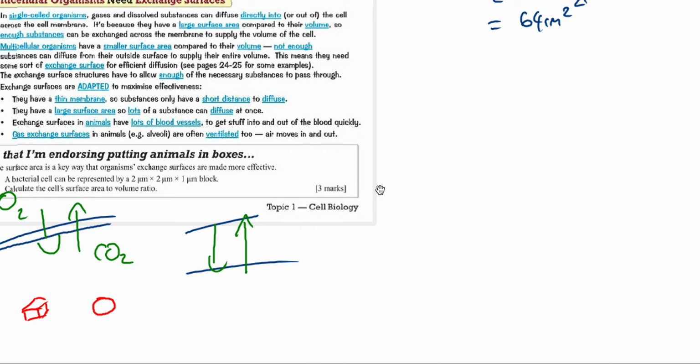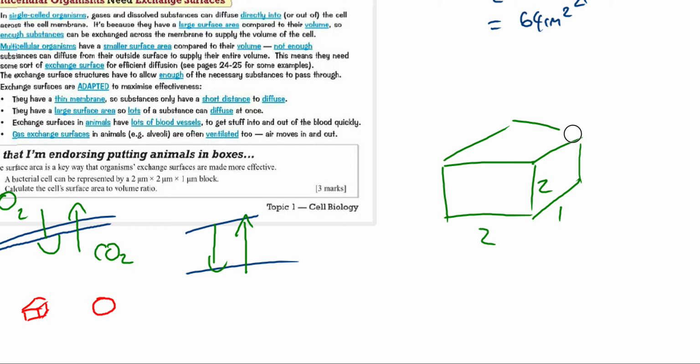Okay, so let's go through this question. Very straightforward question, very similar to what we've done. A bacteria cell can be represented by a 2 micrometer times 2 micrometer times 1 micrometer block. So in this case, 2, 2, and 1. As an example, it doesn't really matter exactly how you structure it, but it's the same idea. So a width of 2, a height of 2, and a length of 1.